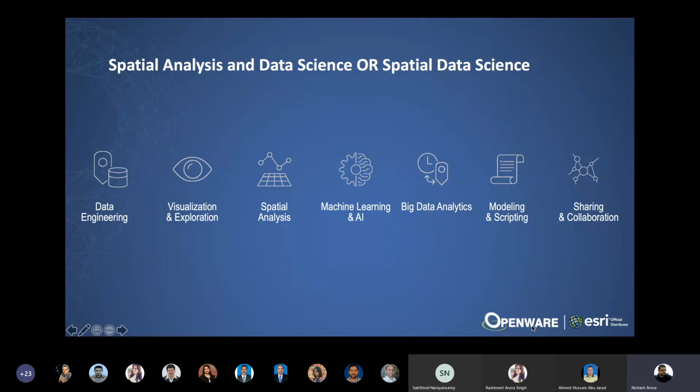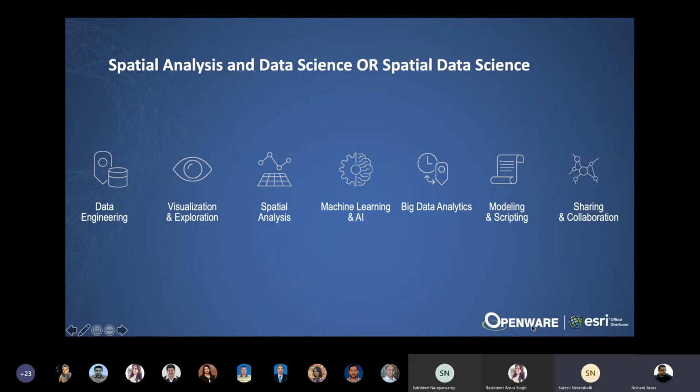Now, in GIS, or specifically in ArcGIS, we have categories or functional groups in which the complete tools of spatial data science have been distributed. Now, these groupings are, for example, data engineering, visualization and exploration, spatial analysis. Now, these three are something which most of us must have worked on: visualization, spatial analysis.